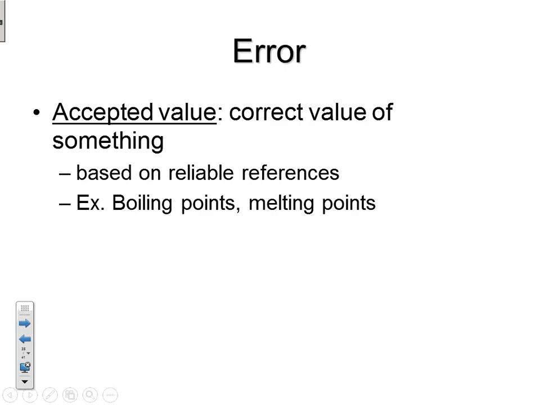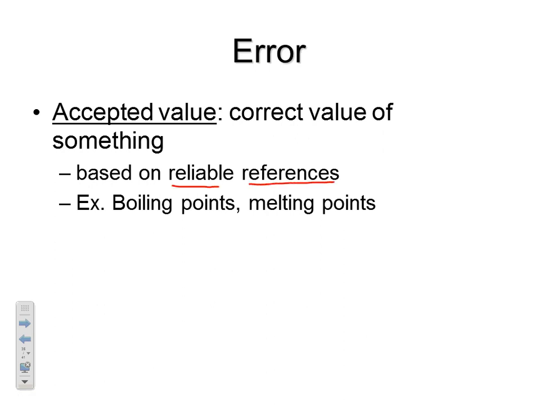Now, error in general, obviously we kind of know that means what's wrong, right? But you have to know what you're comparing it to. How do you know if something is wrong? Well, you must know what the correct thing is. So accepted value, that's what we're going to start with. The accepted value of something is the correct value of that thing. And how do you know it's the correct value? It's based on reliable references.